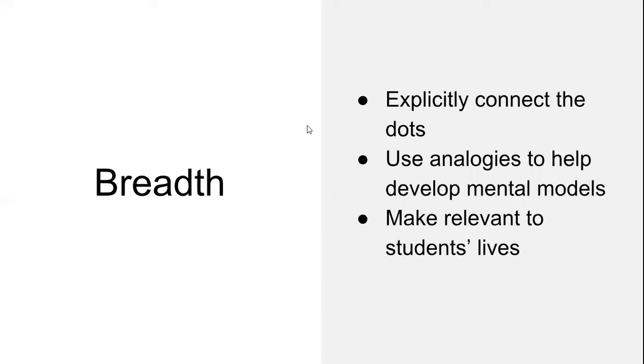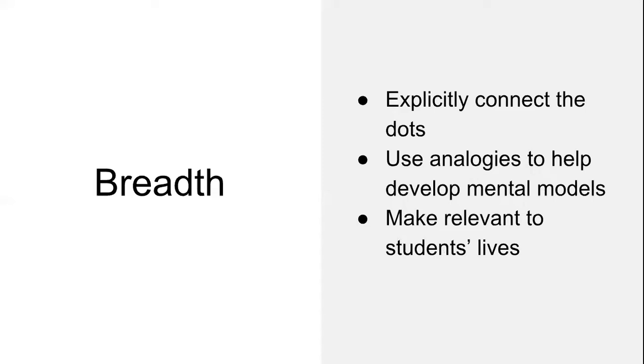The other thing that you need to find balance in is what do you want to cover with breadth, right? So where do you need to explicitly connect the dots between subject matters? How are you going to make sure that the wide range of things that you're covering feel relevant to students' lives? And understanding that we have different kinds of students, so we're going to have to make different kinds of connections for those different kinds of students.